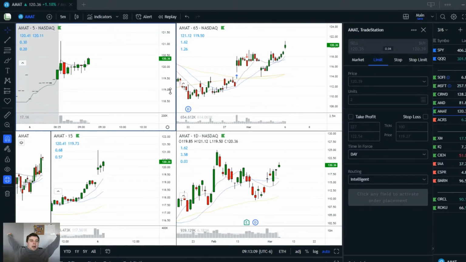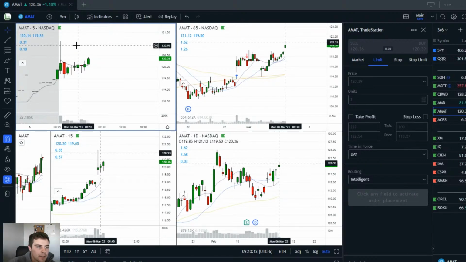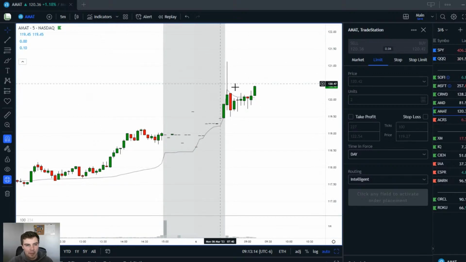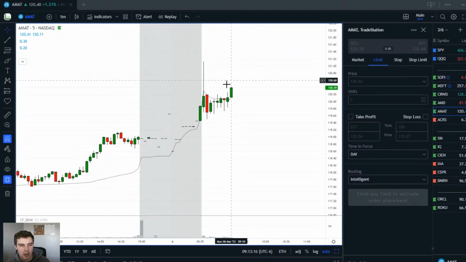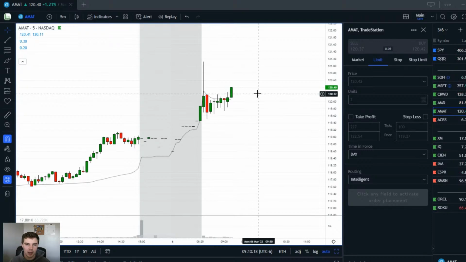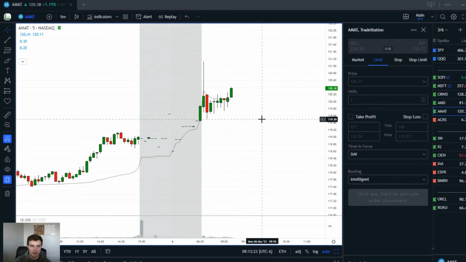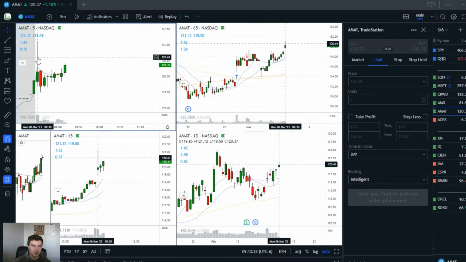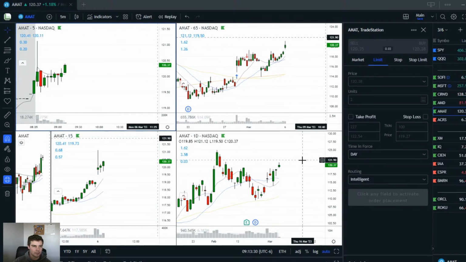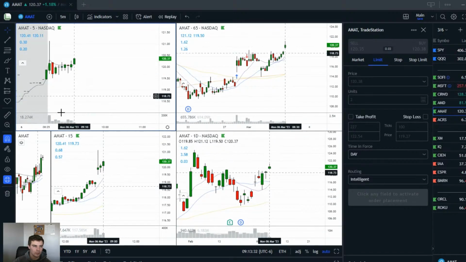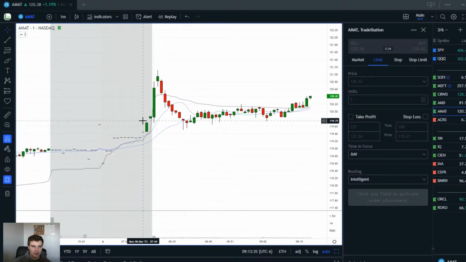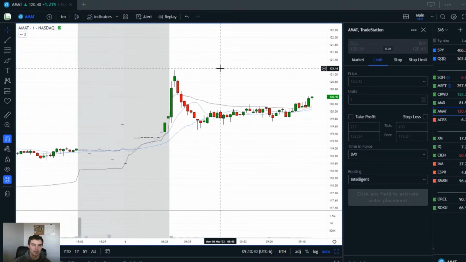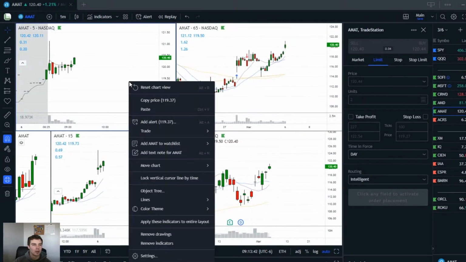If it didn't have this big topping tail to start the day, then I would have been hot to try. I probably would have gotten in at 120, honestly. 120 by 119.50, gave it a 50-cent stop. But that topping tail kept me out of it. I did not like that. And look at this, it ran up and just sold all the way off. So, I don't know about it.